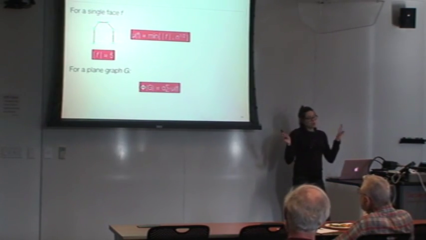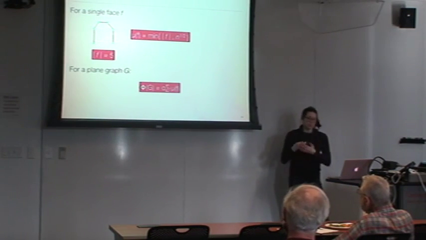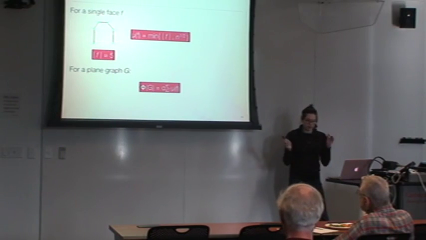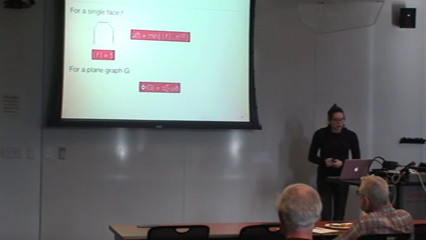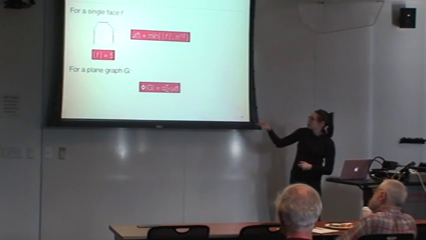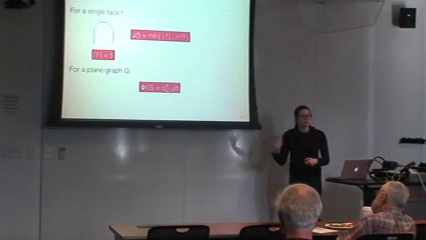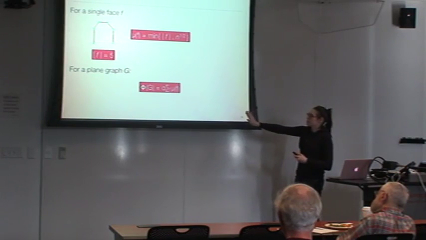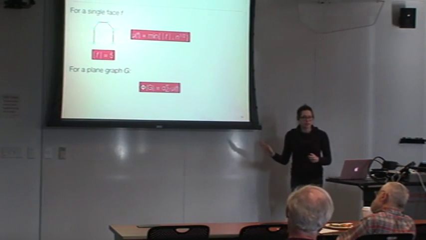Further, for an embedded plane graph G, which is just a planar graph that is in the plane, where we've given it coordinates, the total potential of the graph as a whole is just the sum of the potentials of the individual faces, with some normalizing constant in there just to make all the math work out nicely.